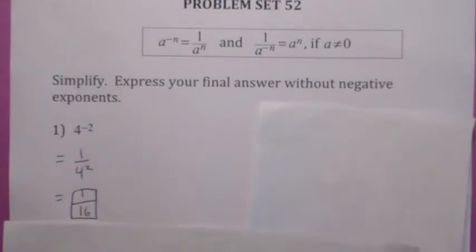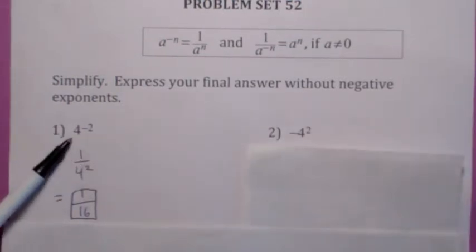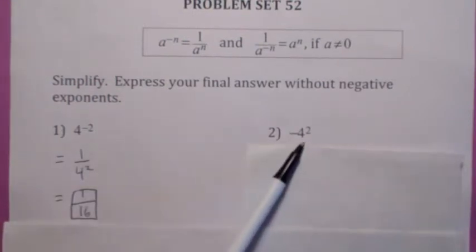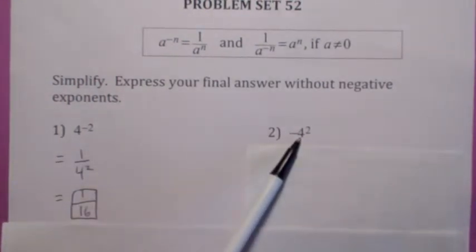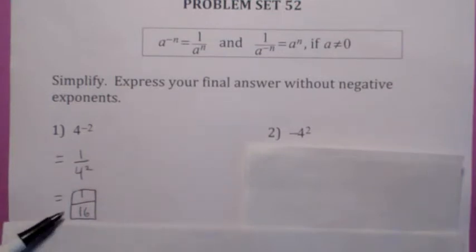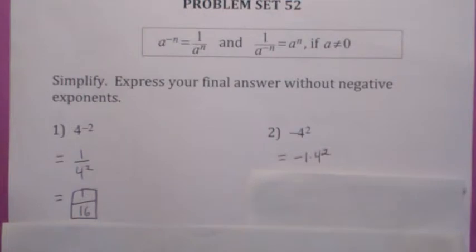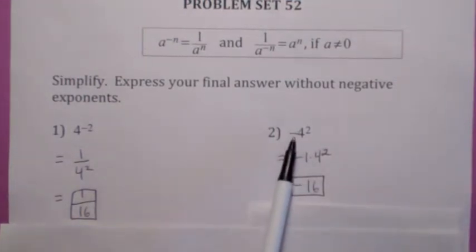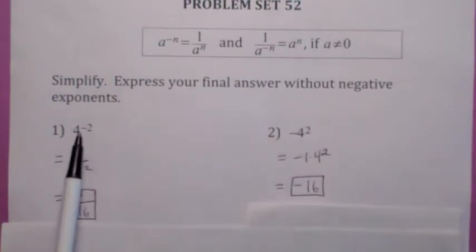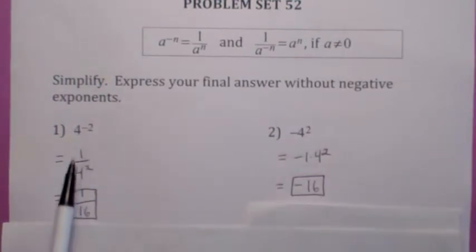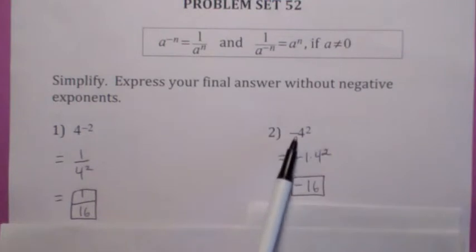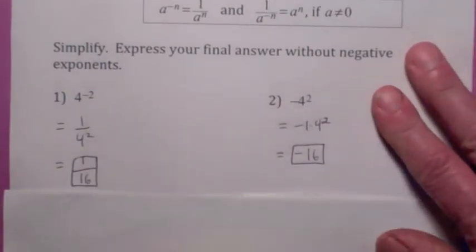Now don't get that confused with this. Which would you rather have? This many $1 million or this many $1 million? Well, I'll tell you what, I'd rather have this many $1 million because negative 4 to the 2 means negative 1 times 4 to the 2, which is negative 16. So you see, the placement of the negative sign affects it greatly. If the negative sign is in the exponent, it means the reciprocal. If the negative sign is in front of the number, it means you're multiplying by negative 1. So it's really important you see the difference between those two.